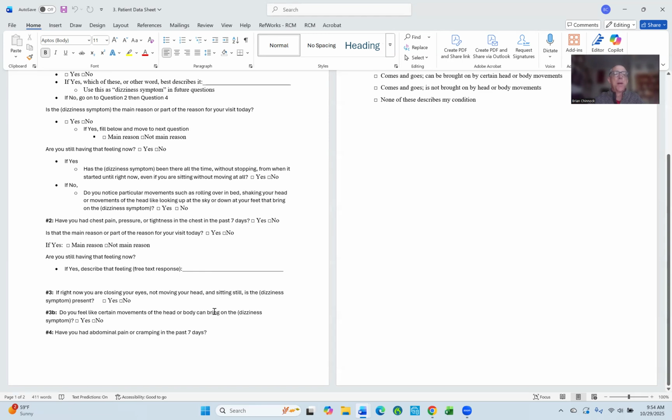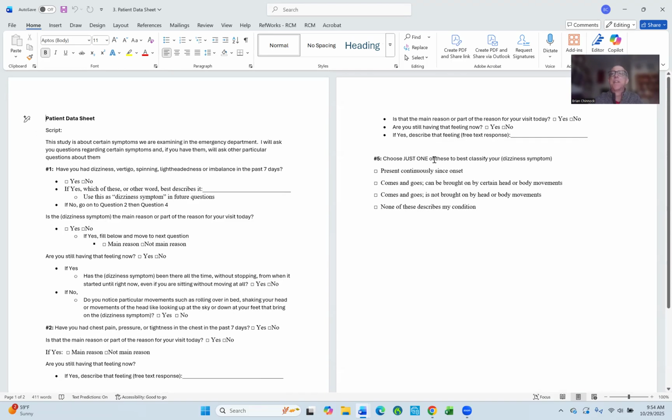Question 4, we move on to an abdominal pain question that's framed like the previous chest pain question. Have you had it in the last 7 days? Is it the main reason or part of the reason? Or are you still having that feeling right now? And then, in free text, describe what that is.